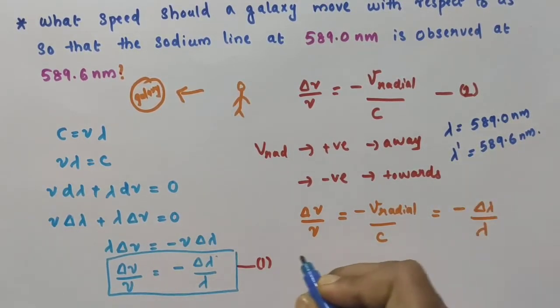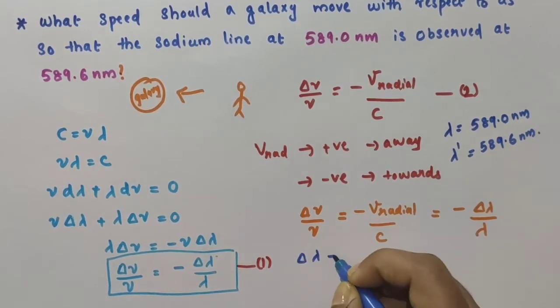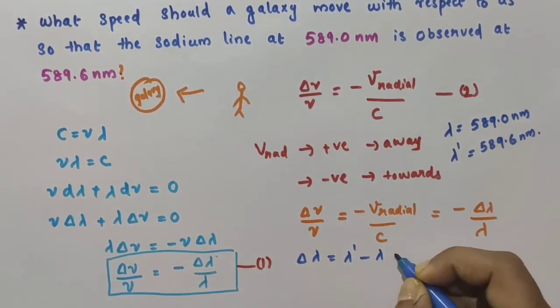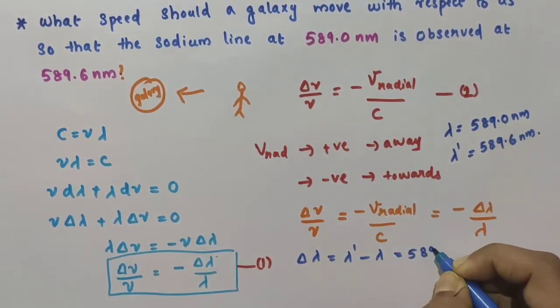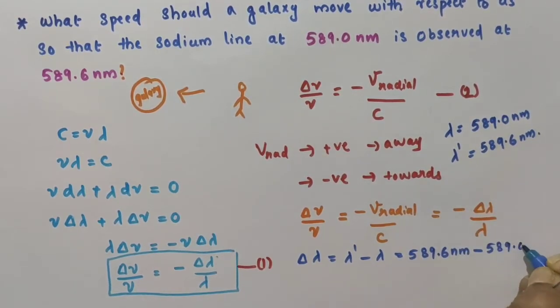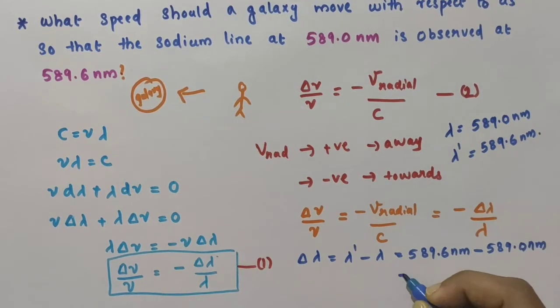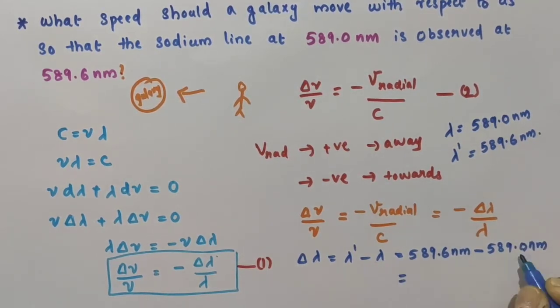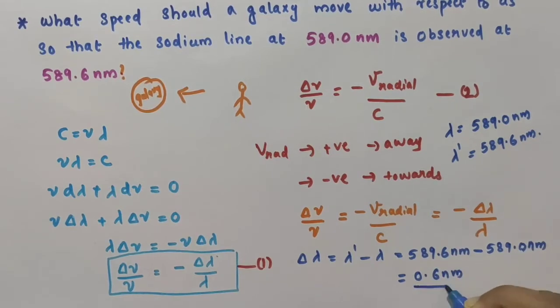So what about the change in wavelength? Delta lambda is equal to lambda dash minus lambda, which is equal to 589.6 nanometer minus 589.0 nanometer, which is equal to 0.6 nanometer.